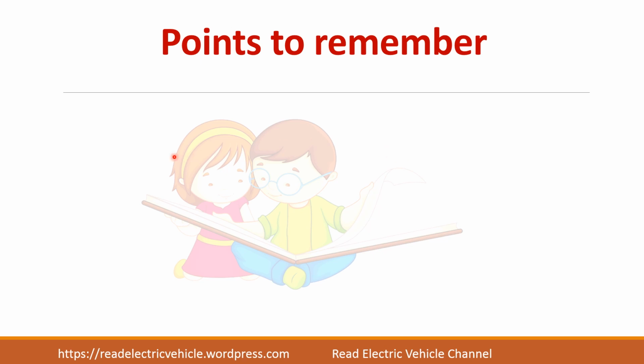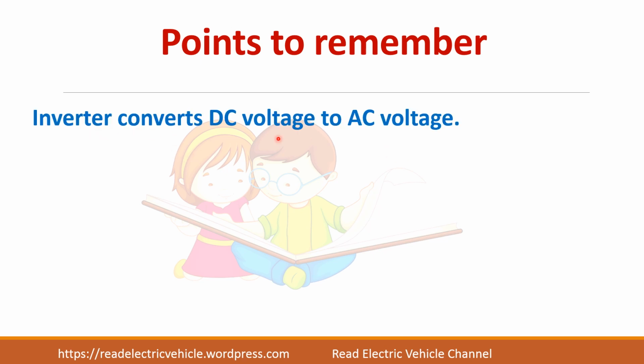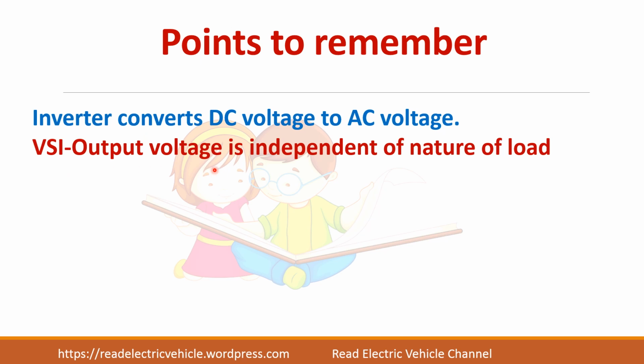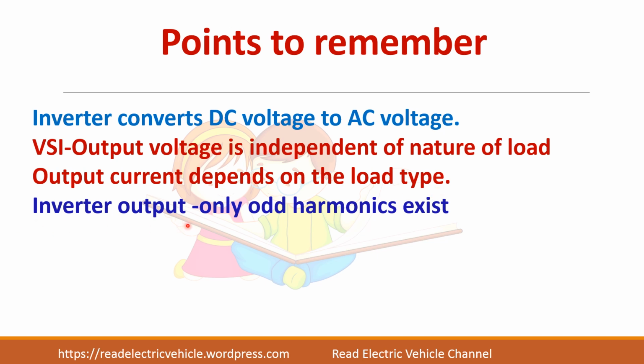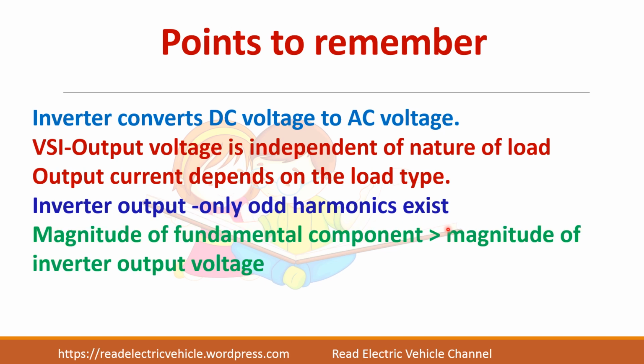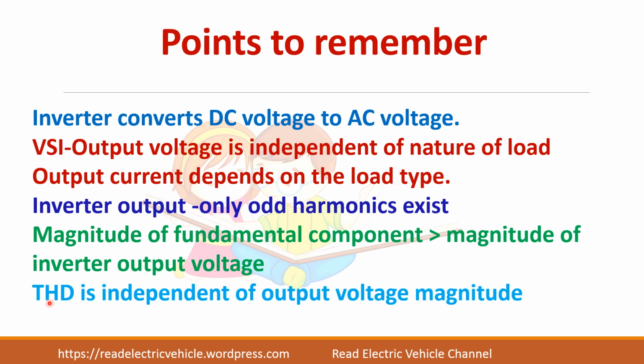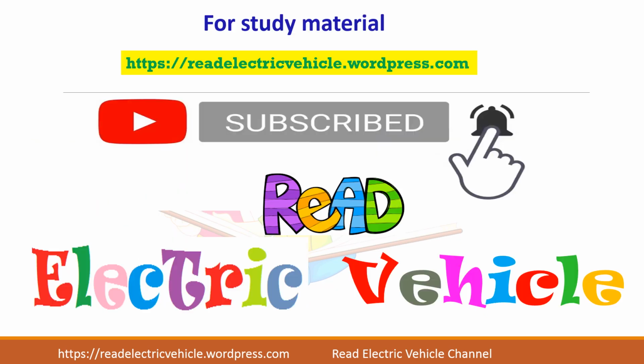So the points to remember here are: the inverter converts DC to AC, output voltage is independent of the nature of the load, output current depends upon the load type, inverter output is a square wave, so it is a quarter wave symmetry wave, so only odd harmonics exist, and the magnitude of the fundamental component is greater than the magnitude of the inverter output voltage, and THD is independent of the output voltage magnitude.